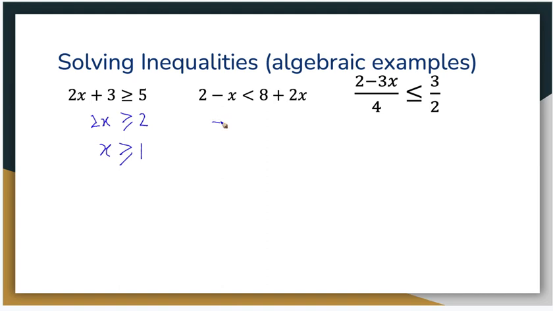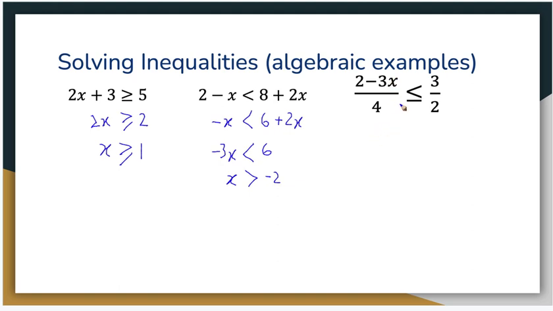Here, first we get rid of the 2, we subtract 2. Subtract 2 is 6 plus 2x. And we want the x to be on this side, so we subtract 2x. Subtract 2x leaves us with 6. Subtract 2x will give us negative 3x. And now we are dividing by a negative number. Divide by negative 3, and we need to reverse the sign. Divide by negative 3 will be negative 2.